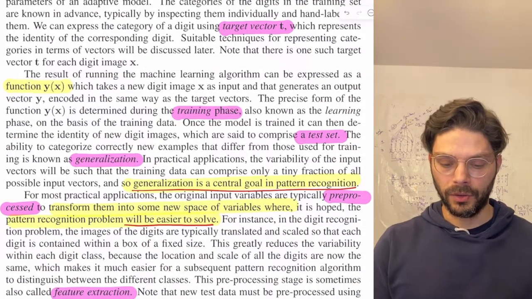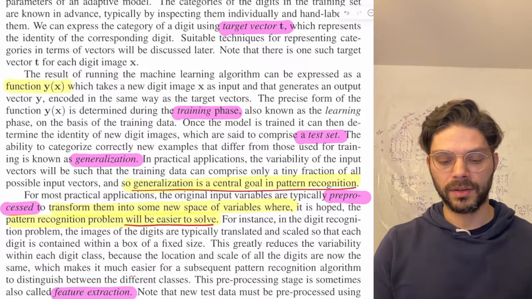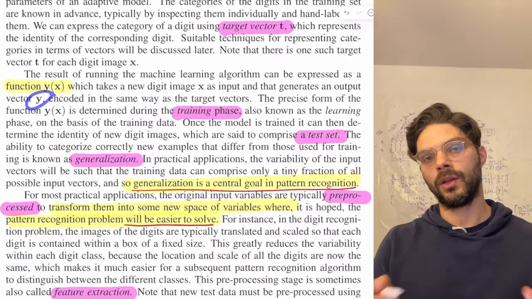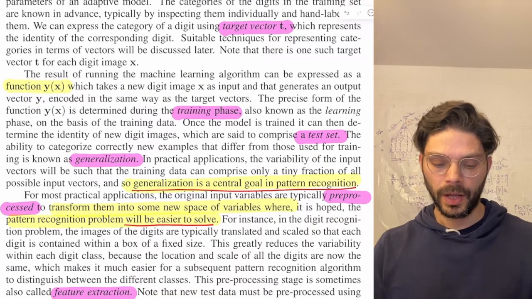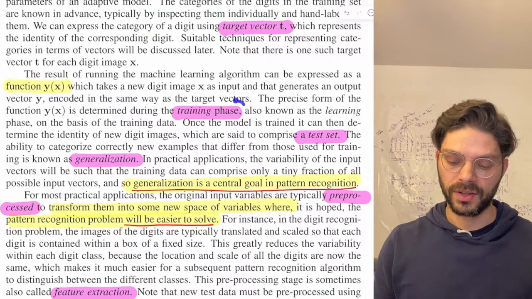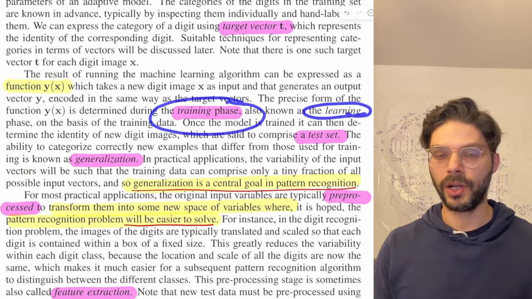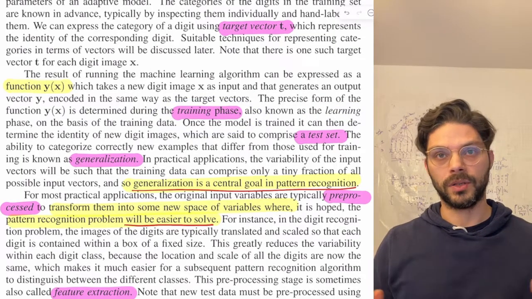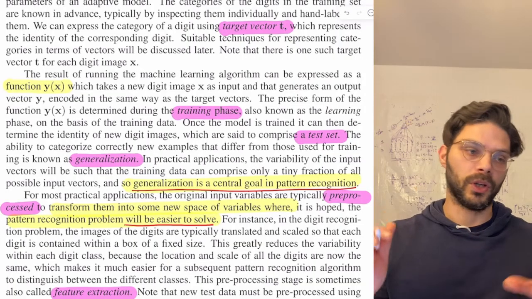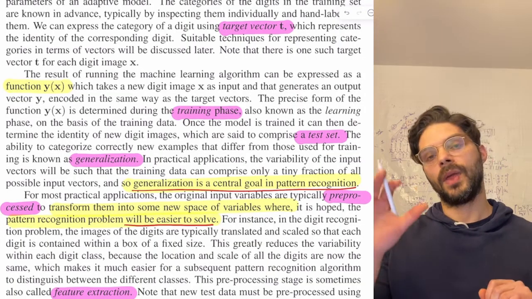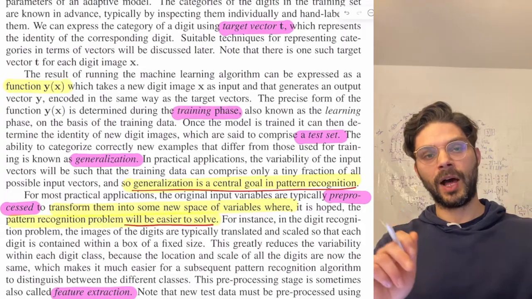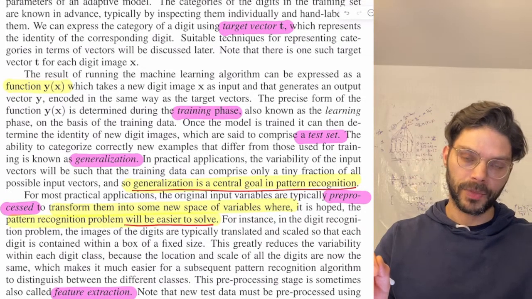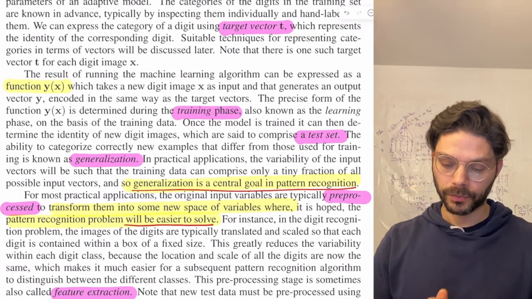The result of running the machine learning algorithm can be expressed as a function y of x, which takes a new image and outputs a vector telling you what the digit is supposed to be. And how do we figure this out? This happens during a training phase, which is also known as learning, where the system, and a big chunk of the book is about exactly how this happens, goes from the examples you've shown it and the labels, and tries to figure out the regularities that map those training examples to the labels you've given.